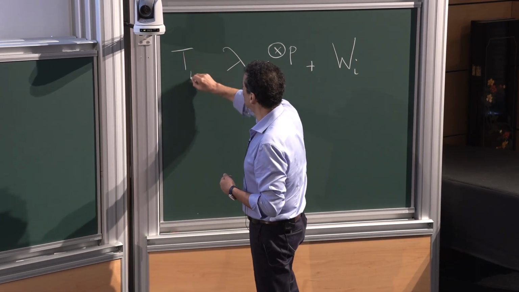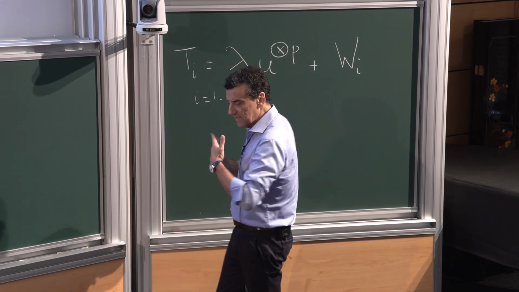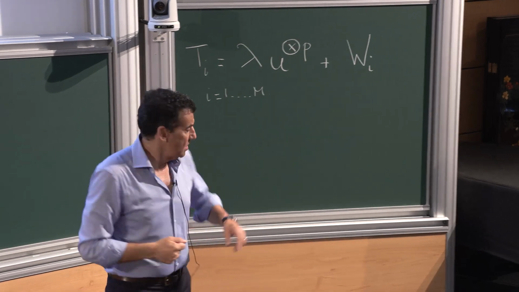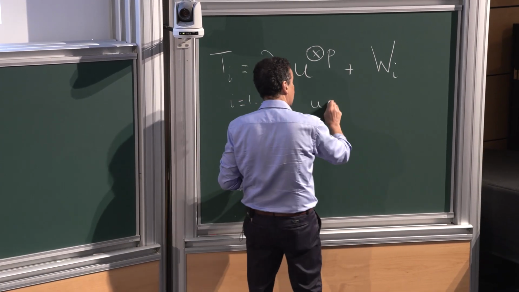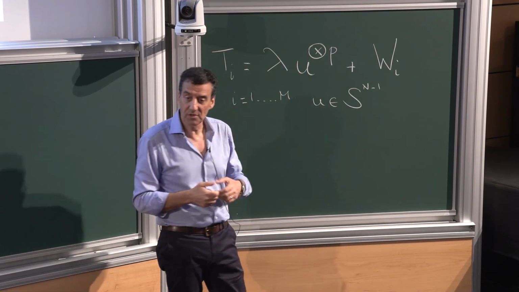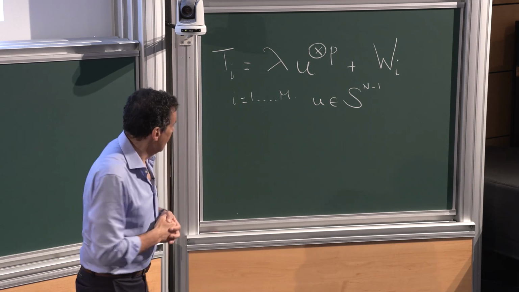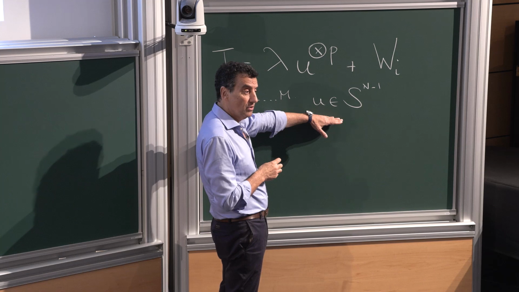So you have a sample. That's the very simple example to start with. You have a sample of size m. This u is the unknown vector, and I assume that we knew one thing about it, that it was norm 1. This is the unknown, the signal, the thing you want to find.